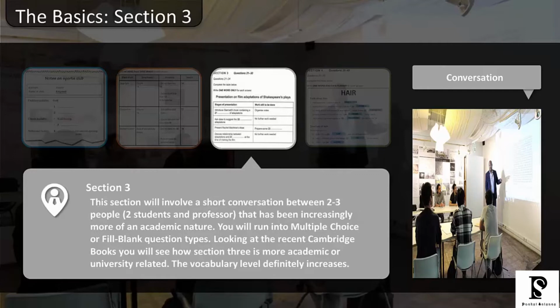Again, you're going to have multiple choice and fill the blank questions. Section 3, more difficult than Section 2. How do they make it more difficult? Well, they're going to have longer answer choices.